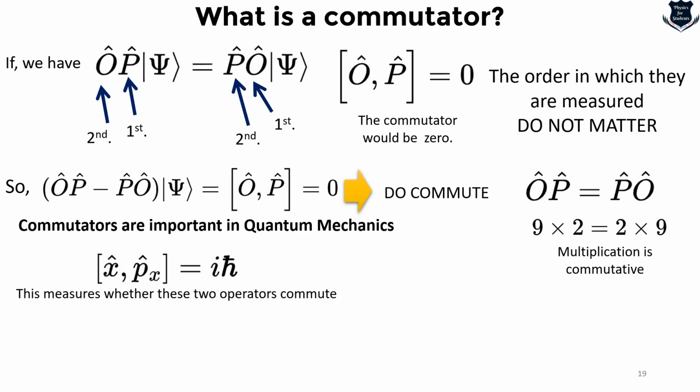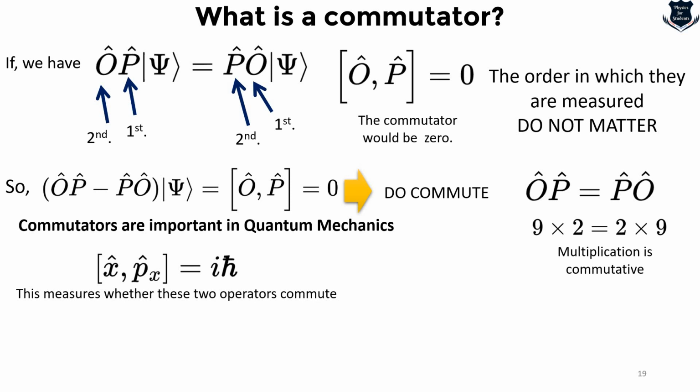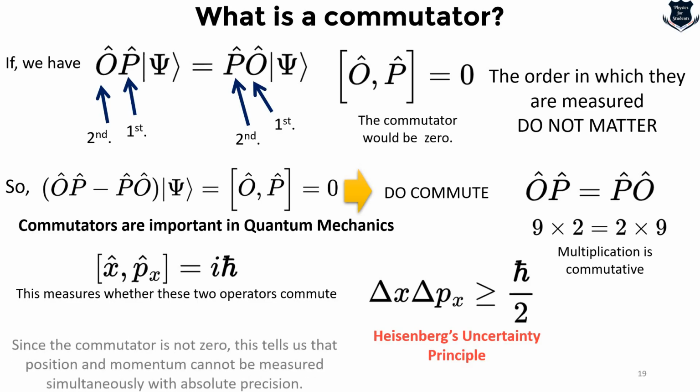here you can see this measures whether these two operators commute. So x, the position operator, which acts on a wave function with given position x, and px, the momentum operator in quantum mechanics, is given by this one. And most importantly, I would say since the commutator is not 0, it tells us that position and momentum cannot be measured simultaneously, which actually leads to the famous Heisenberg's uncertainty principle. This means that one precisely increases the uncertainty of the other.